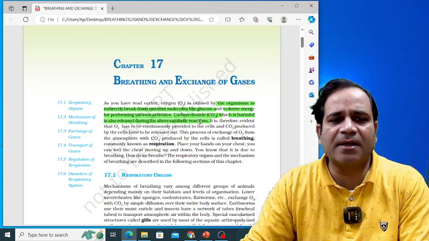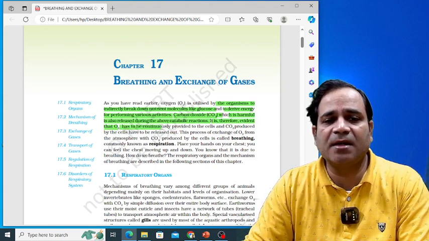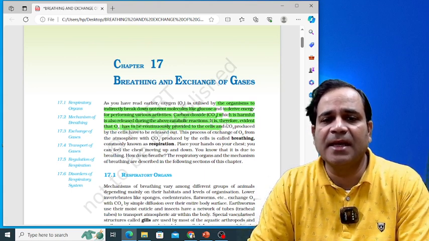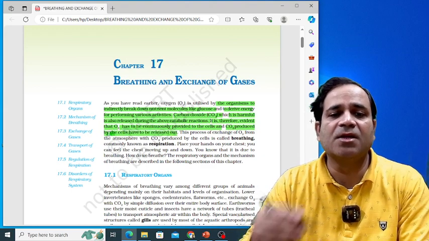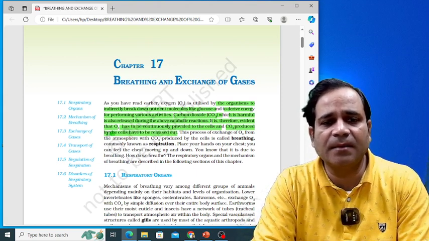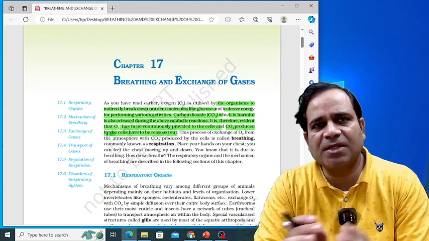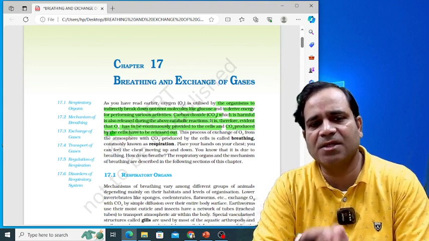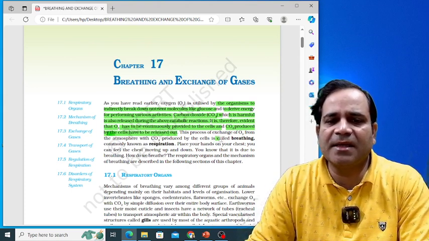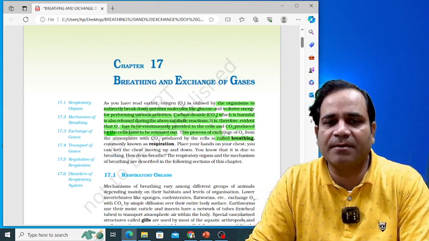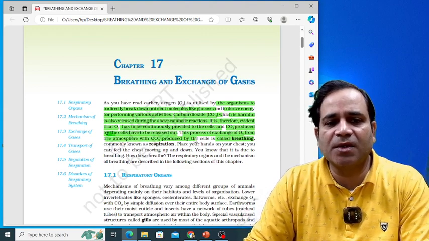It is therefore evident that oxygen, O2, has to be continuously provided to the cells, and CO2 produced by the cell has to be released out. So whatever the harmful gases, they must be released out from the body. Now the process of exchange of O2 from the atmosphere with CO2 produced by the cell is called breathing. So breathing is called exchange of gases, of O2 from the atmosphere with CO2 produced by the cell.